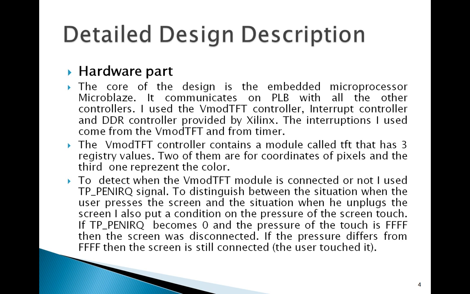To distinguish between the situation when the user presses the screen and the situation when he unplugs the screen, I also put a condition on the pressure of the screen touch. If TP PENIRQ becomes 0 and the pressure of the touch is FFFF, then the screen was disconnected. If the pressure differs from FFFF, then the screen is still connected. So that means that the user touched it.